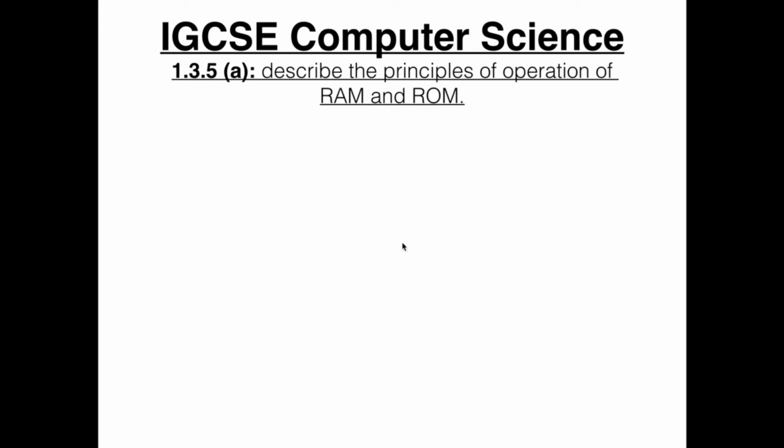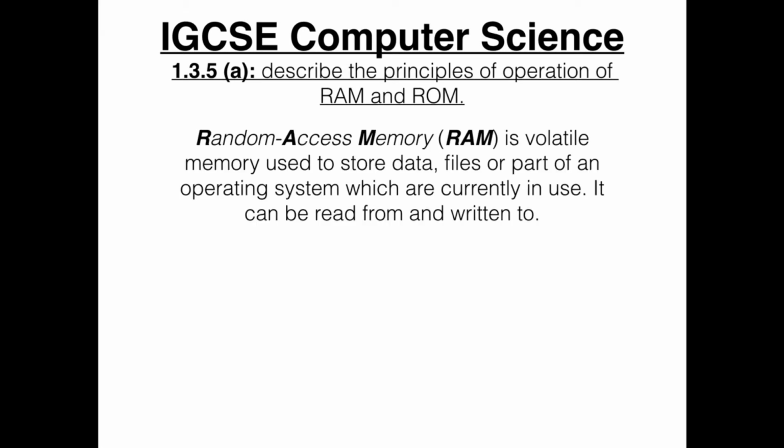One other thing: RAM and ROM is pretty much primary memory. The next two videos are going to be secondary storage, and then the next two or three videos are going to be offline storage. So that's pretty much how it's going to go. Let's start with RAM.